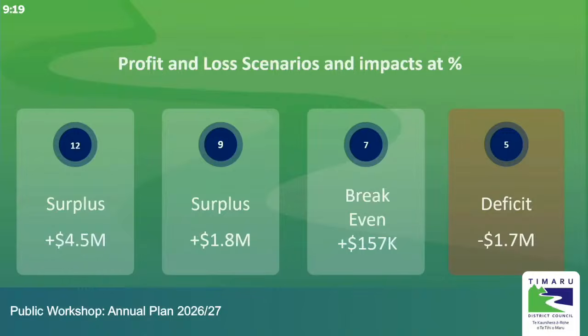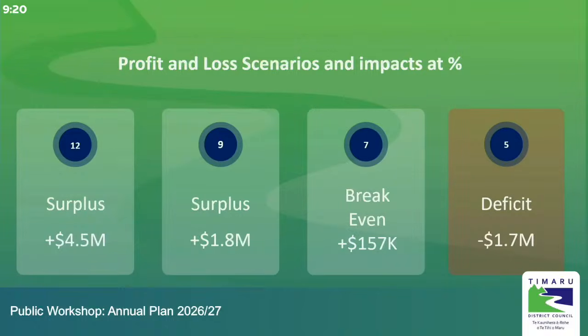So if we think about next year and we think about, well, what does it look like? So we've modelled at a very high level what a 12% increase might look like. This is an average increase. A 9%, a 7% and a 5%. So with the 12%, which was what we had in the LTP, was bringing in a surplus of 4.5. Now, in our LTP, we had actually budgeted a deficit, but over the term of the 10 years, our 15, 12, 12 actually got us to a break-even point over time.